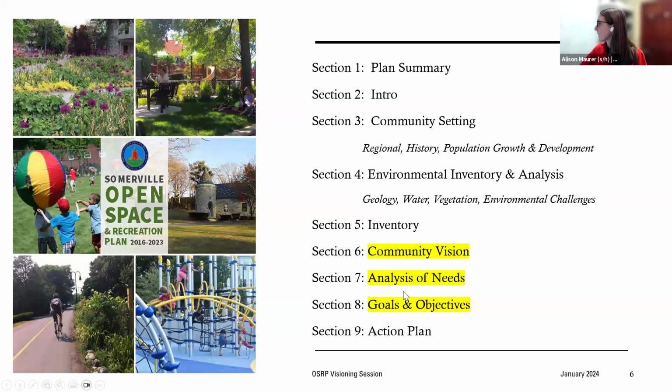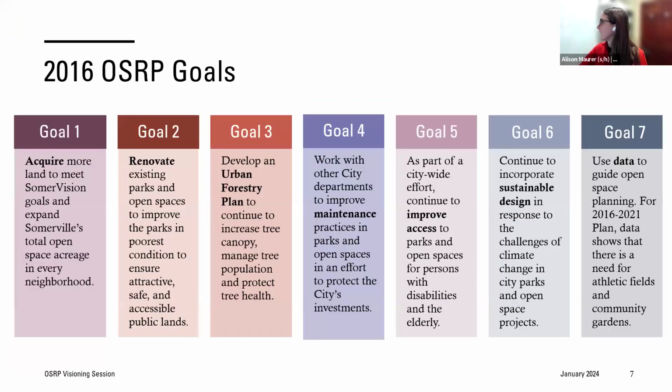But what we're focused on today is trying to understand from you all the sections that describe community vision for Somerville, community needs, and then the goals and objectives, which turn into an action plan with many different points in it in a table format. And just to give you a sense, the 2016 OSRP had 7 overarching goals.